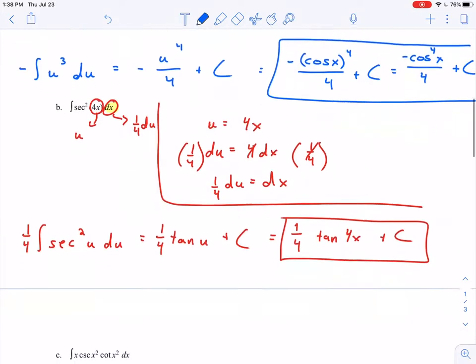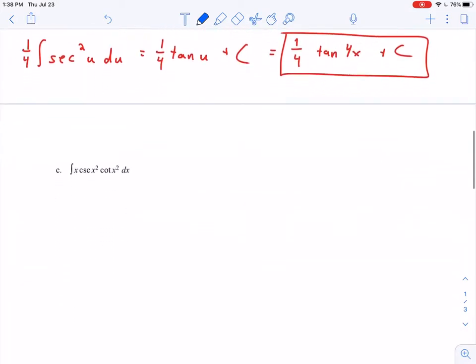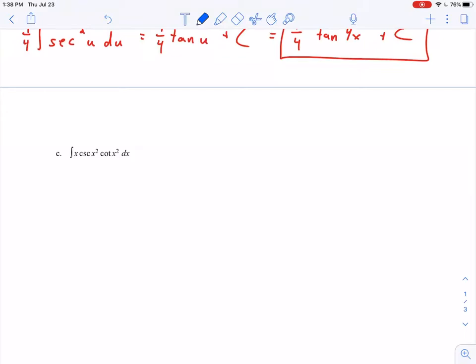Just a couple more I'd like to look at here. Next, I have the integral of x times cosecant x squared times cotangent x squared. Here, this one's a little bit tricky because we have a lot of multiplication happening. Here I've got really 3 factors. I've got x, I've got cosecant x squared, and then I've got cotangent x squared.